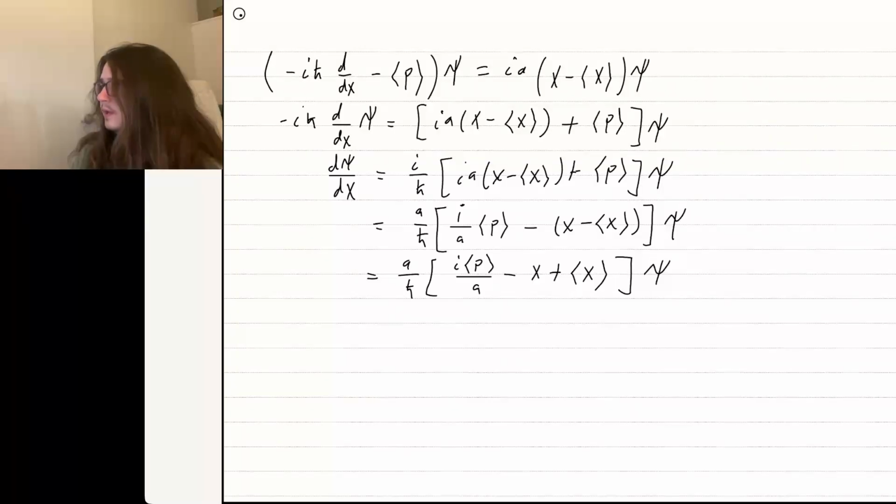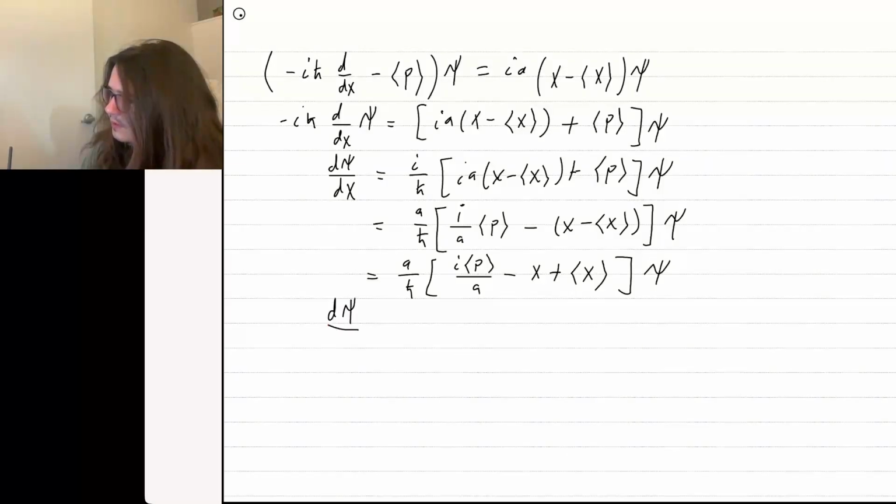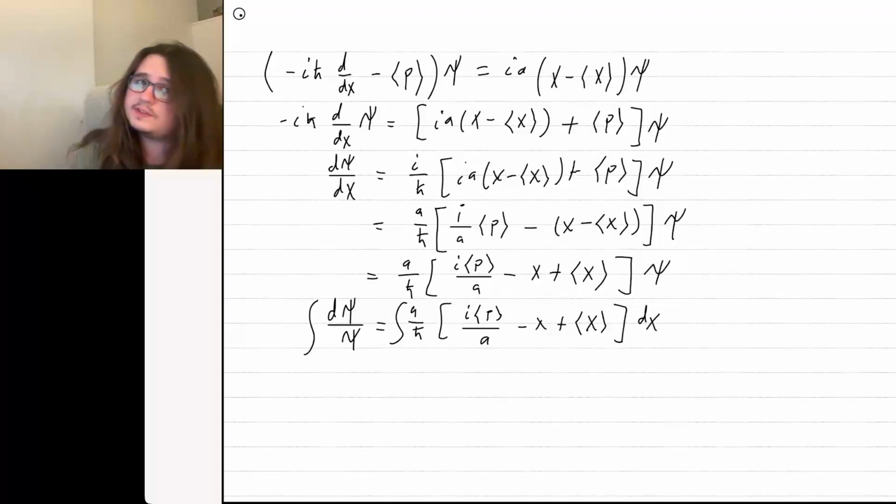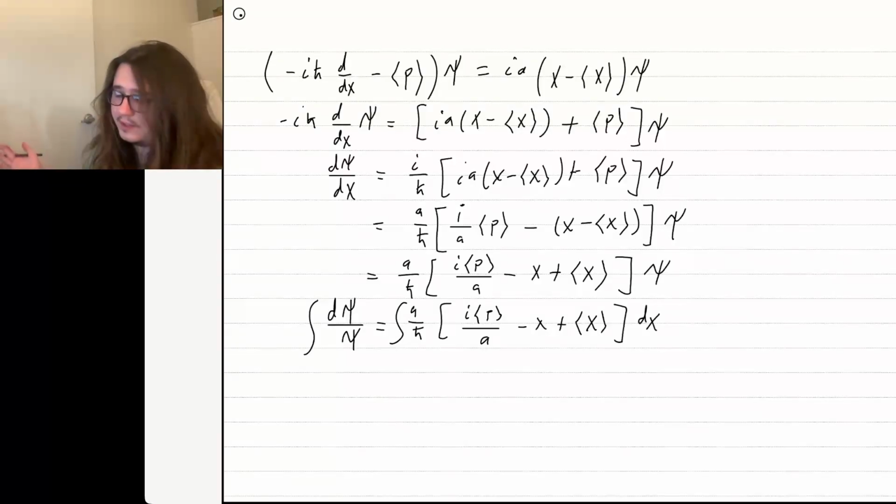Acting on psi. Okay. Now, I'm going to move the psi to the other side, and then move the dx to the other side. So now I'm doing d psi over psi equals A over h bar i expectation value of p over A minus x plus expectation value of x dx, and then I'm going to just integrate both sides now. On the left hand side, integrating with respect to psi. On the right hand side, integrating with respect to x.